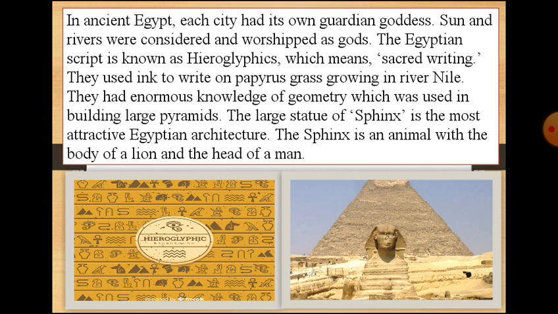So such things they believed, and they believed in gods like the sun and river, and they wrote the scripts accordingly. They used ink to write on papyrus grass. Papyrus is one of the trees grown along the river Nile, and its leaves were used to write, as they had a lot of knowledge and were very good in geometry. So they used to construct the pyramids accordingly, following geometrical signs.